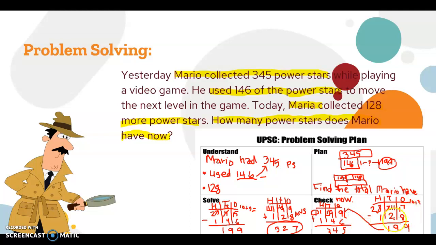So since I don't have enough space to write my statement in my check, I'm going to write it here at the top. And I am saying that to answer my question, Mario has 327 power stars.